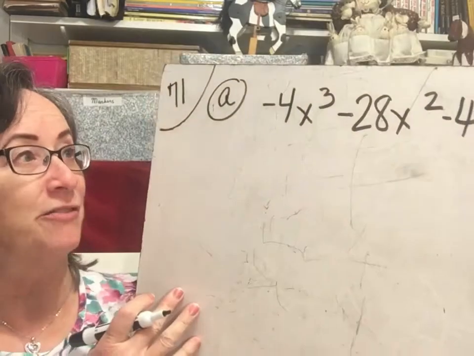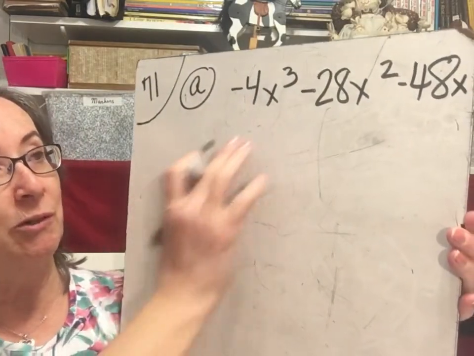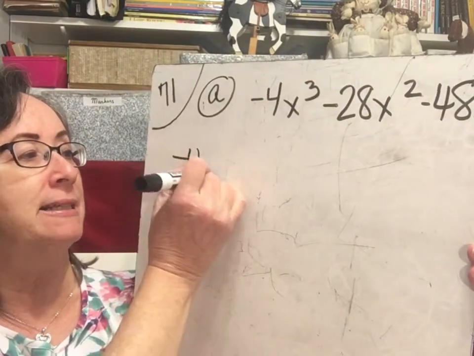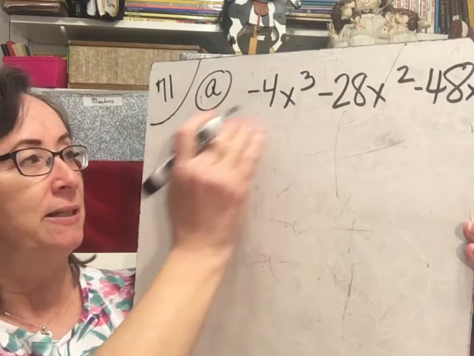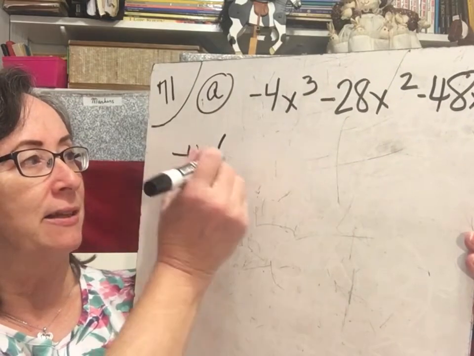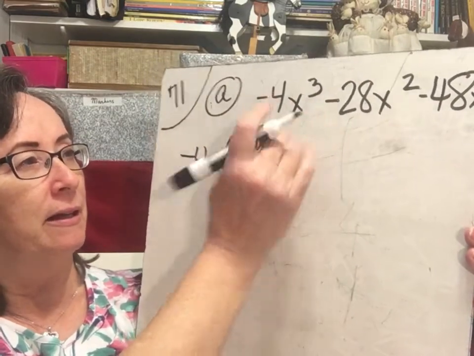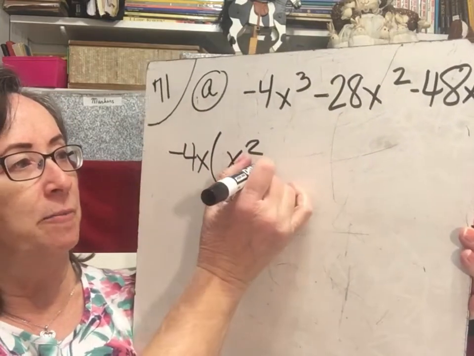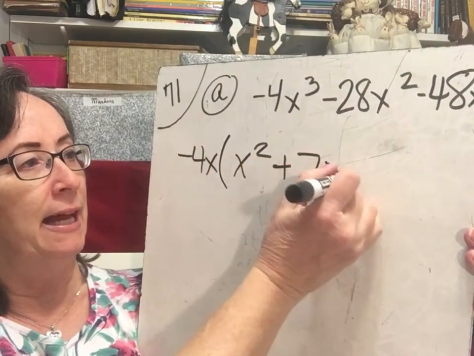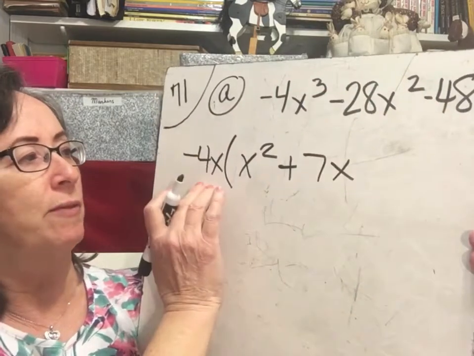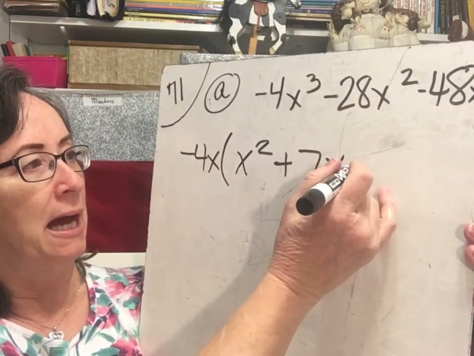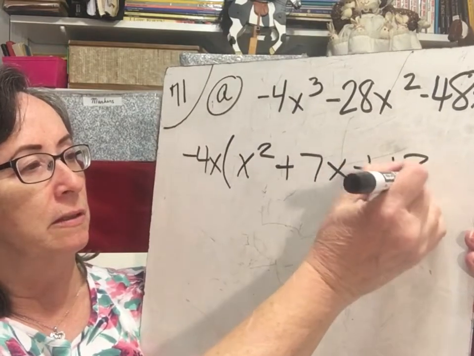Okay, here's your first practice problem. We're going to pull out a greatest common factor of negative 4x. This one divided by negative 4x is going to give me an x squared. Second term divided by negative 4x will give me a positive 7x. Third term divided by negative 4x will give me a positive 12.